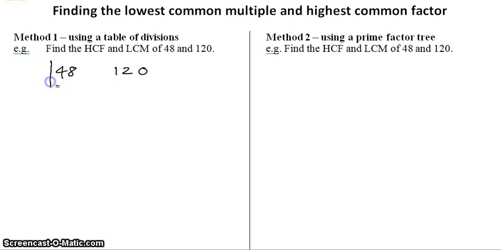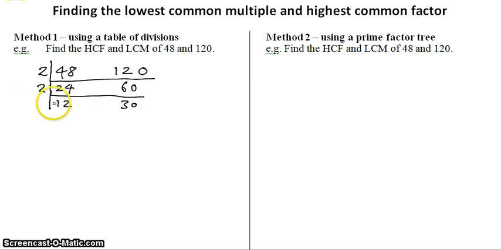we're just going to divide numbers into it. Now what we're going to do is find a number that goes into both. So 2 will go into 48, a half of 48 is 24, and 2 will go into 120, a half of 120 is 60. Look at your two numbers now, you've got 24 and 60. 2 will go into both. 2 12s are 24, and a half of 60 is 30.